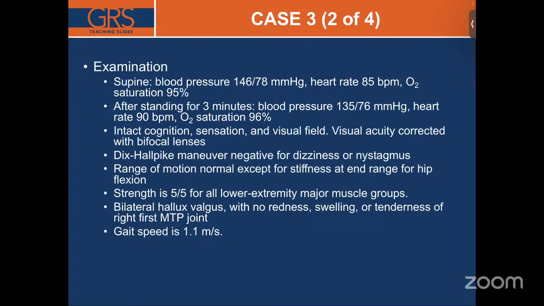Examination, supine, his blood pressure is 146/78, his heart rate is 85, oxygen saturation 95%. After standing for 3 minutes, his blood pressure is 135/76, his heart rate is 90 beats per minute, oxygen saturation 96%. He has intact cognition, sensation, and visual field. His visual acuity is corrected by bifocal lenses. The Dix-Hallpike maneuver is negative for dizziness or nystagmus. The range of motion is normal except for stiffness at end range of hip flexion. Strength is 5/5 in all lower extremities and major muscle groups. Bilateral hallux valgus with no redness, swelling, or tenderness of the first metatarsophalangeal joint. His gait speed is 1.1 meters per second.